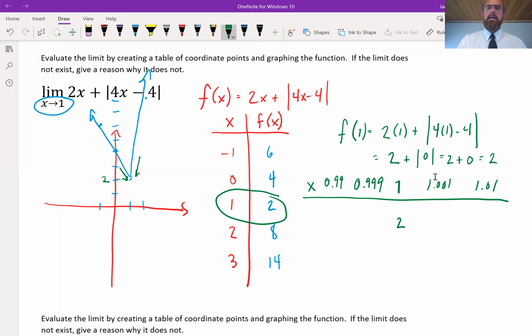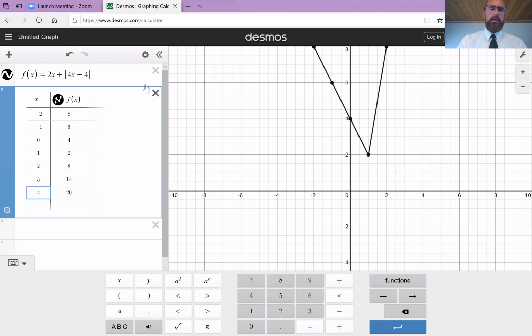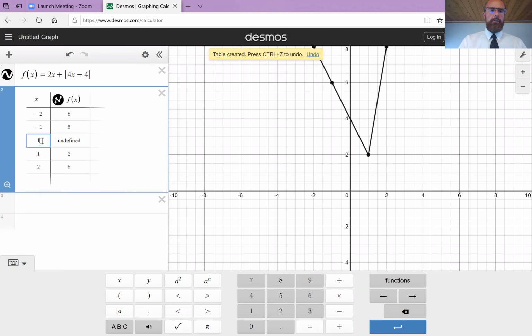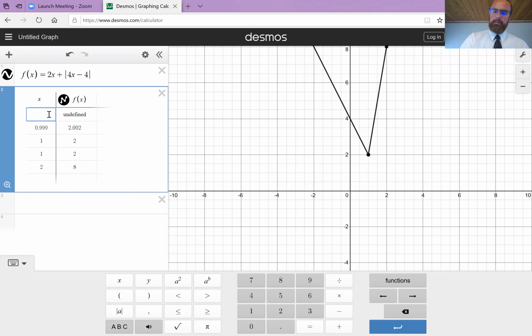So just to see that in place, let's head back to our Desmos screen real quick, and I'm going to exit out of that table and real quickly create a blank table. And we're going to put 1 there in the center. And then we want 0.999 and 0.99. And on the right, 1.001. Let me not get ahead of myself. No, that was correct. 1.001 and 1.01.